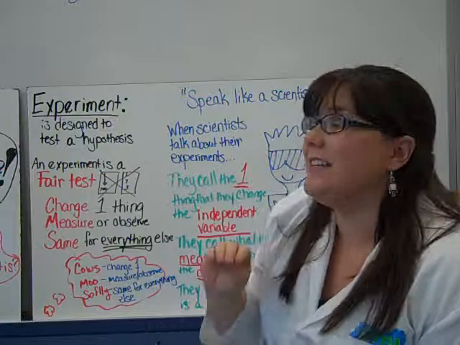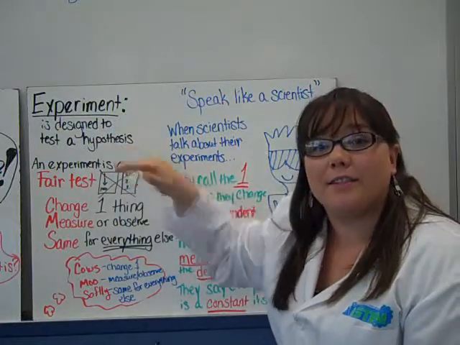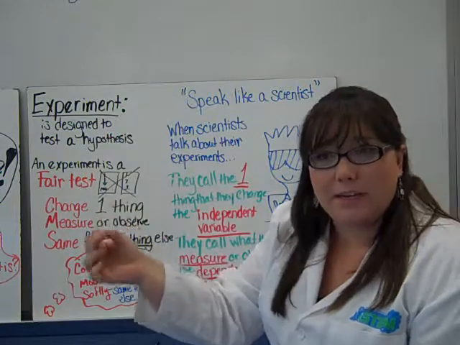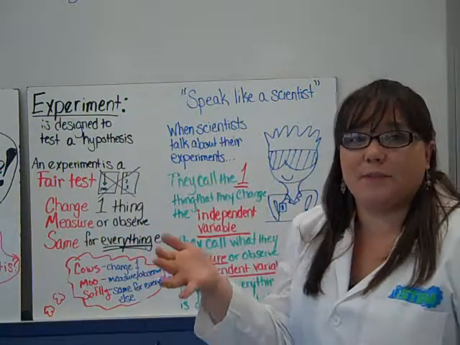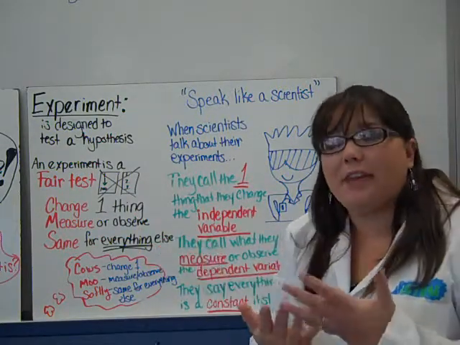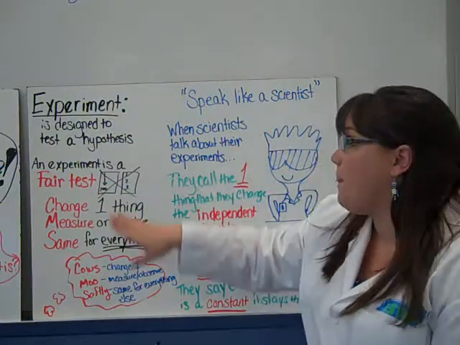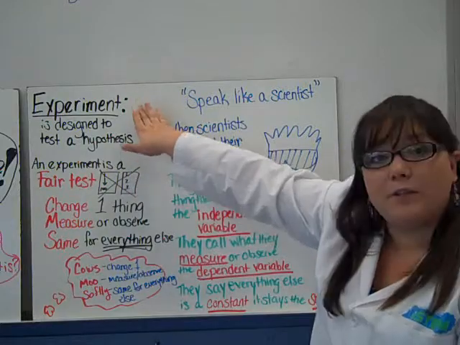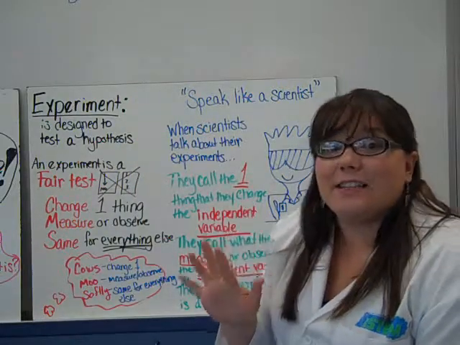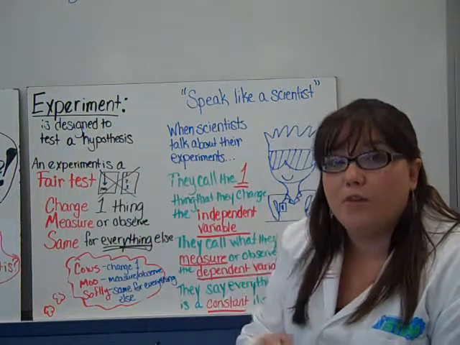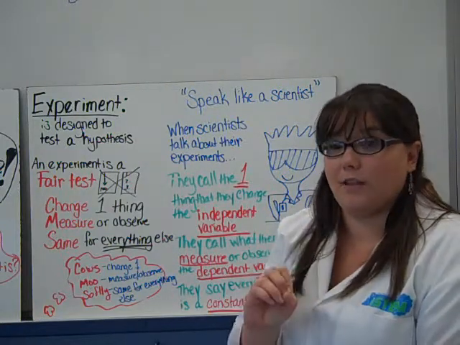An experiment is designed to test a hypothesis. Remember that a hypothesis is a question that we have and what we think is going to happen. If this happens, then this will happen. Well, once you come up with that, you have to test it. Is that going to happen? Is that what really happens there? So, you do an experiment. Now, there's lots of things that experiments aren't, and we're going to talk about that. But we're going to talk about the things that make something an experiment.